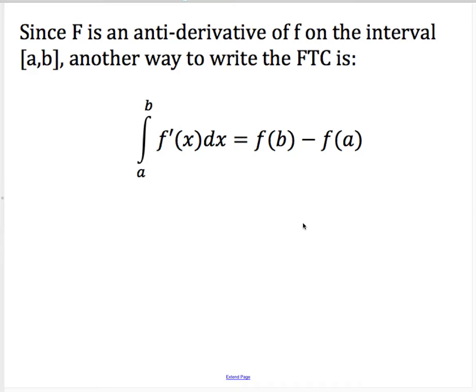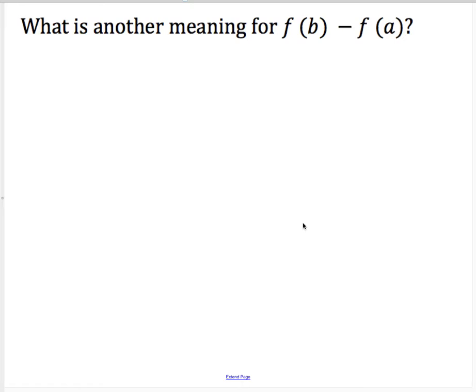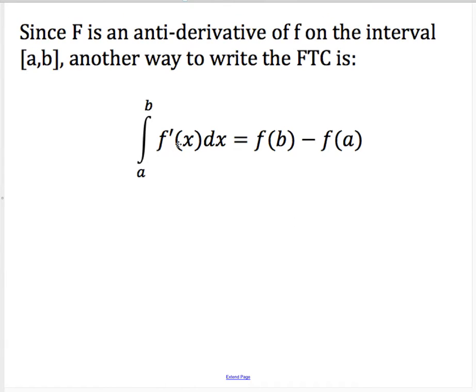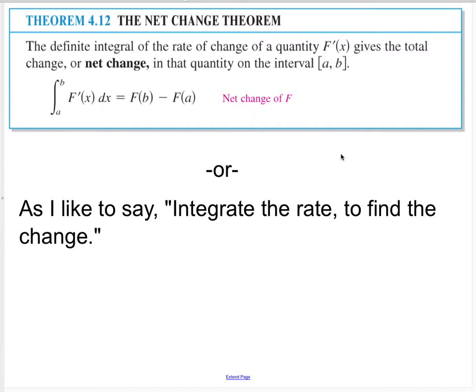Well, what does F of b minus F of a give you? What is another meaning for F of b minus F of a? Well, it's the change in the two values. When you integrate, you find the net change. You go back to here, you integrate the derivative, you find the net change in the function. Well, I like to say it with a little rhyme. Integrate the rate, and that'll find the change. I know change doesn't rhyme, but great and rate do. So integrate the rate to find the net change.